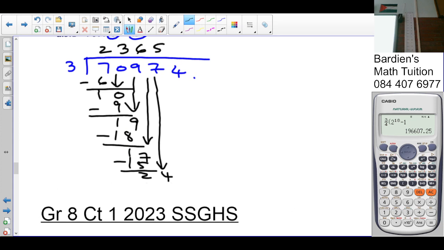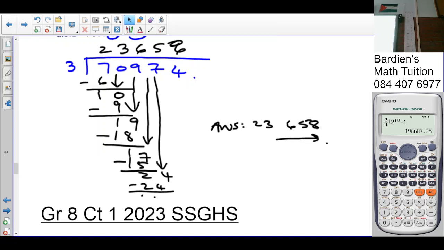3 goes into 24 how many times? 8. And 8 times 3 is 24. Subtract, no remainder. Not so? So the answer is 23,658. Okay? You guys understand?